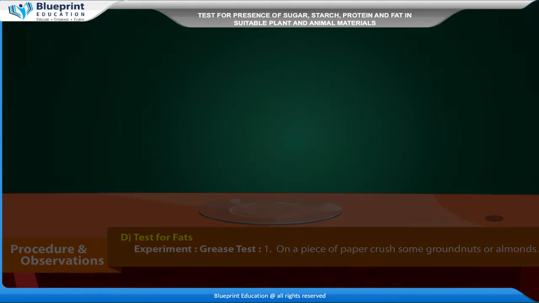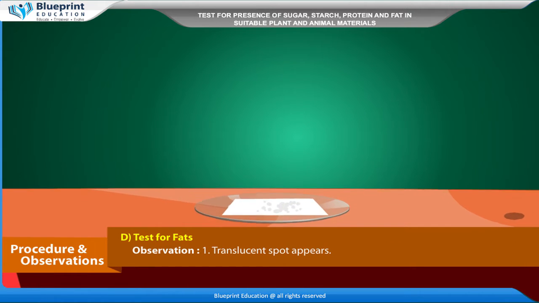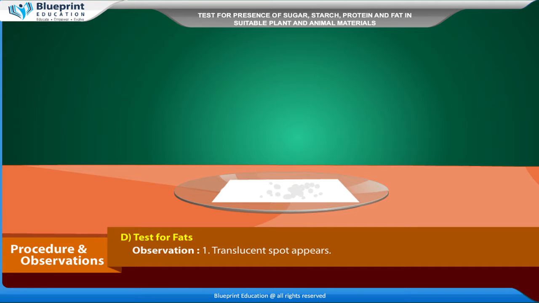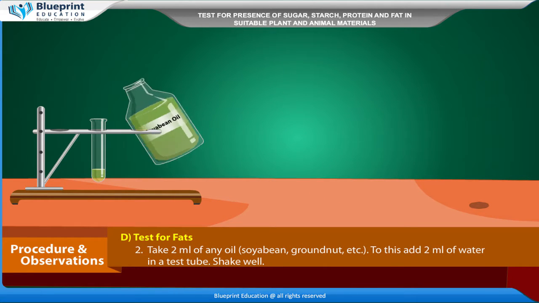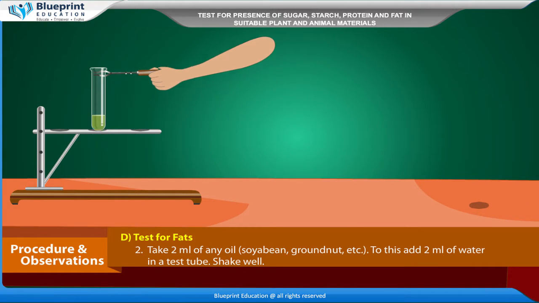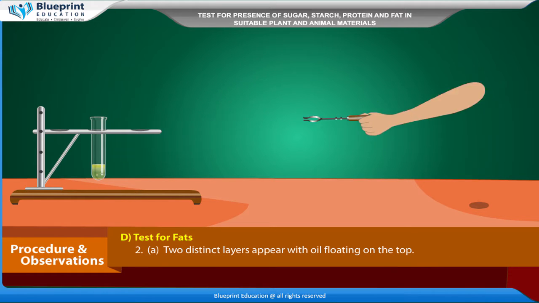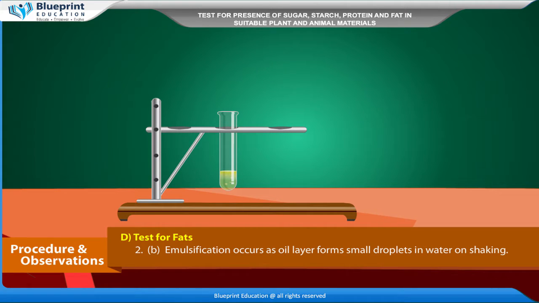Test for fats. Experiment: grease test. On a piece of paper, crush some groundnuts or almonds. Observation: translucent spot appears. Inference: it indicates presence of fat. Take 2 ml of any oil, soya bean, groundnut, etc. To this add 2 ml of water in a test tube. Shake well. Two distinct layers appear with oil floating on the top. Emulsification occurs as oil layer forms small droplets in water on shaking.